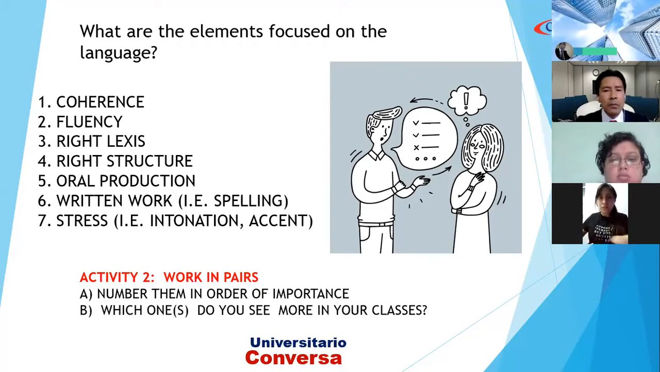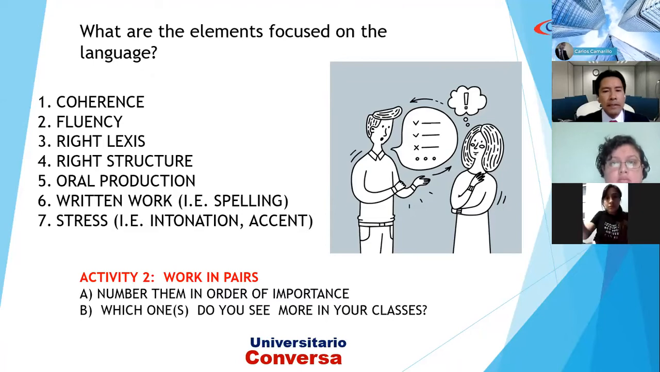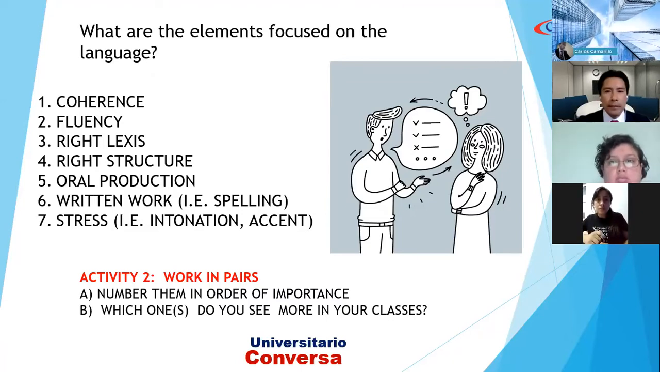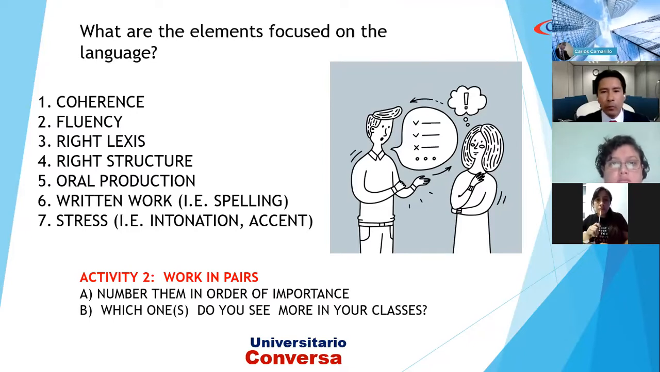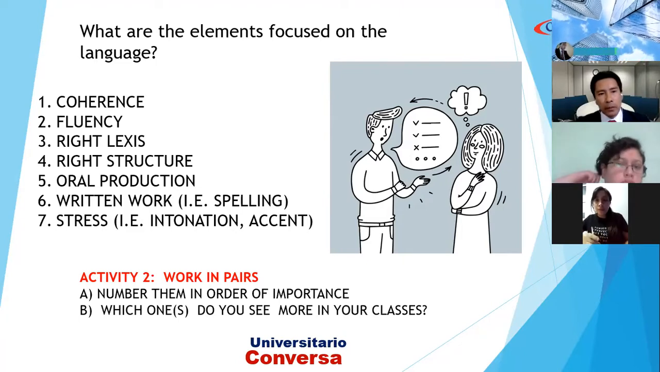And now we are going to be working in pairs. The instruction is to number these 7 elements in the order of importance. You will work with a partner. We will assign in a moment the rooms for all of you. And you will number from the most important to the least important.